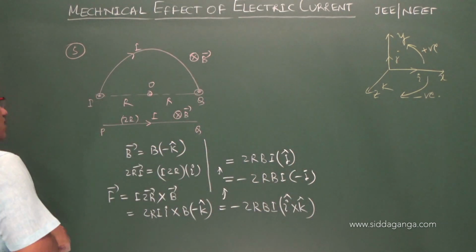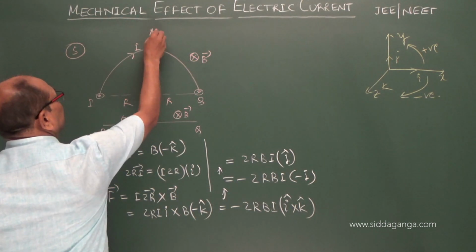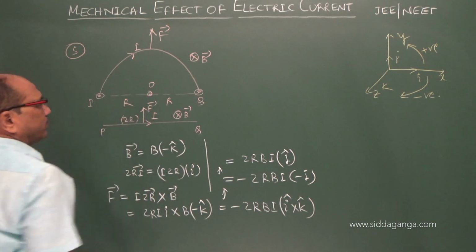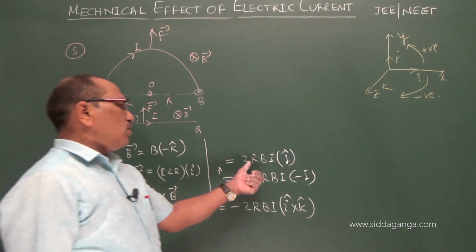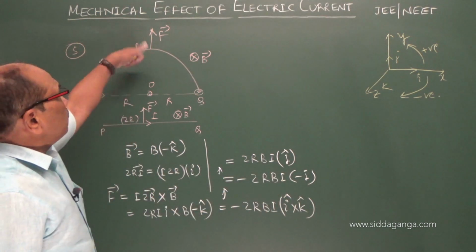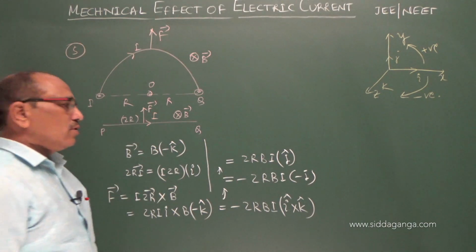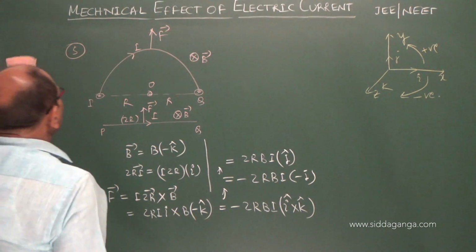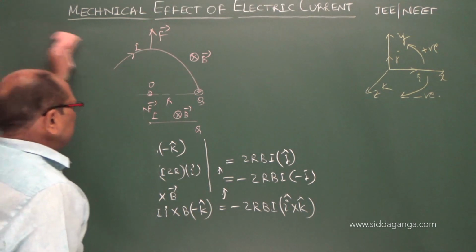That means, as I already showed, the direction is this. The force here I can show like F. The magnitude is 2RBI and it acts upward in that case. So I hope you have followed this. Let us take another example.